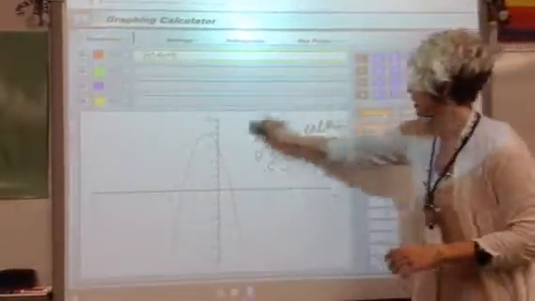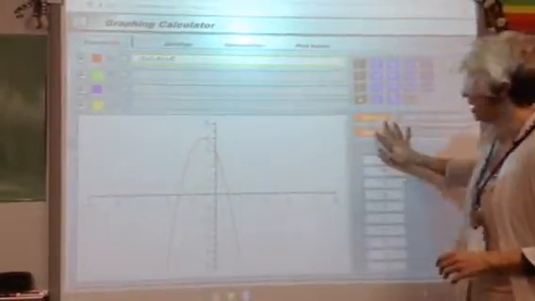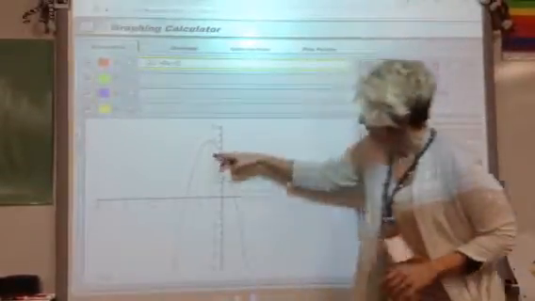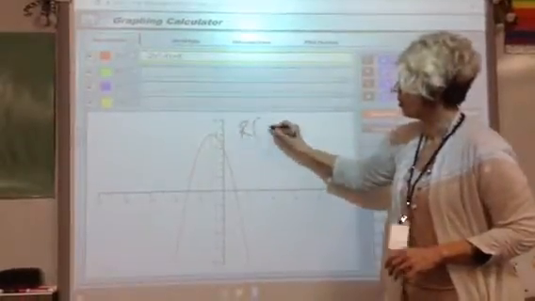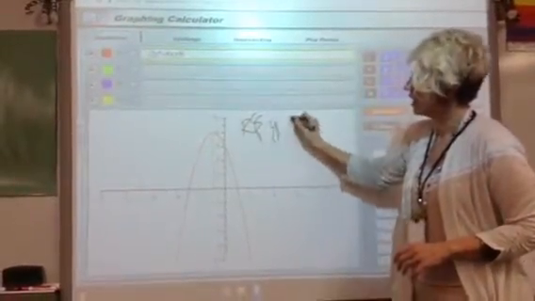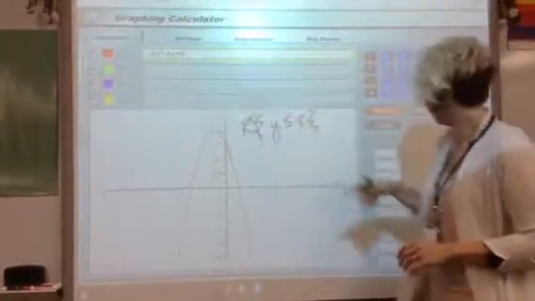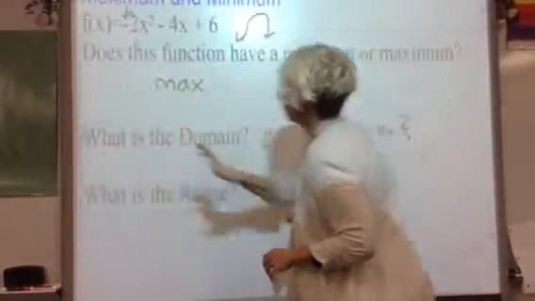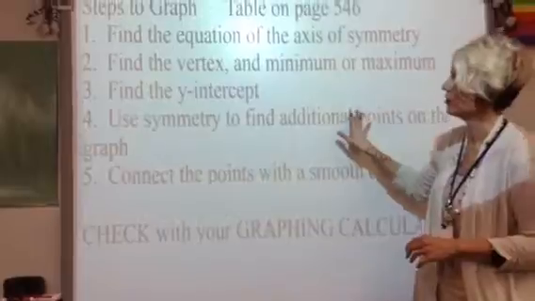We knew it was going downhill, but now you can clearly see that this point, this highest point here, is at -1, 8, so it goes up 8 high. So your range is going to be all your y values that are less than or equal to 8. 8 is your highest point. Now you try the example in your notes of finding if it's a maximum or minimum and your domain.